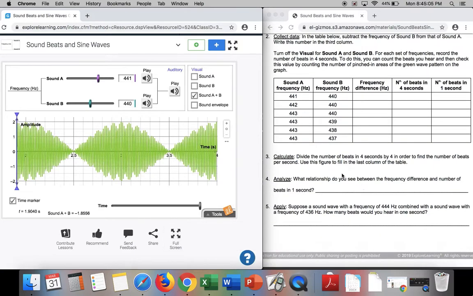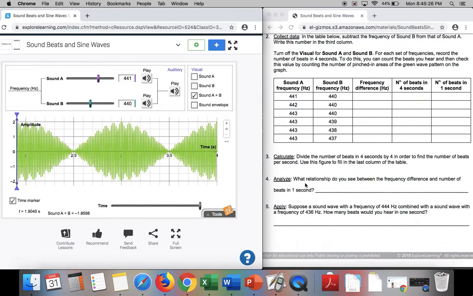As far as calculating, we kind of discussed that just now for number 3 with how to figure this out right here. You just divide them. So you had 4 beats in 4 seconds. 4 divided by 4 would be 1. And so that's how you would get that.